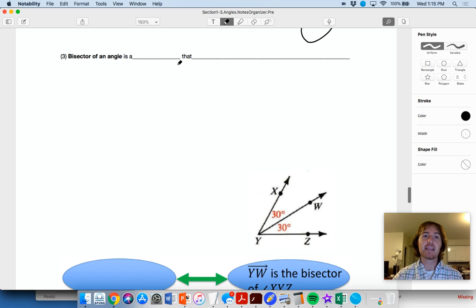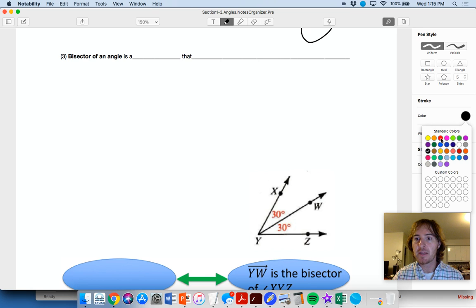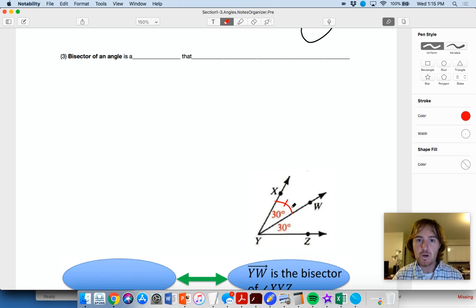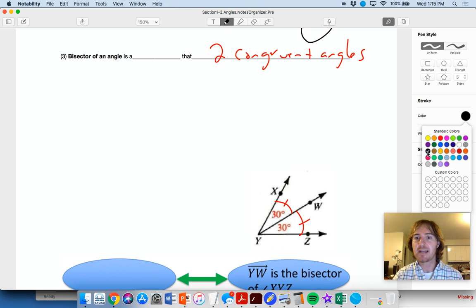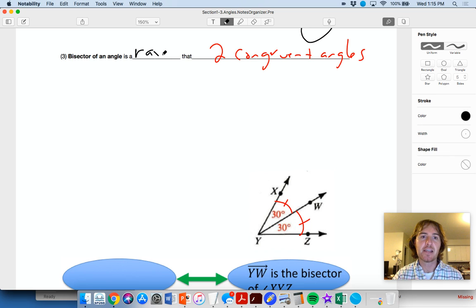Bisector of an angle is the same kind of thing. A bisector is something that creates, boom, I'm putting the congruent symbols down so you get used to seeing them, two congruent angles, okay? So then the question is, what is doing the bisecting right here? And your book defines it as a ray. Bisector of an angle is a ray.